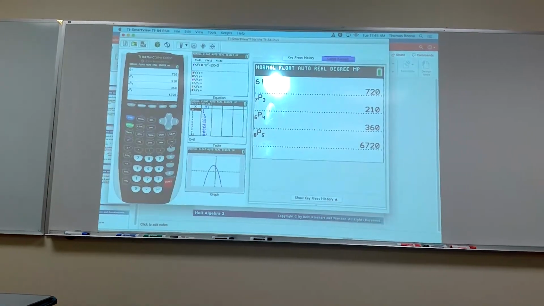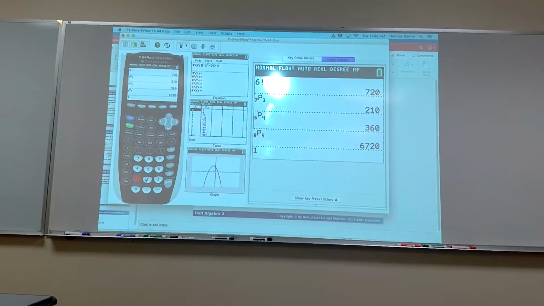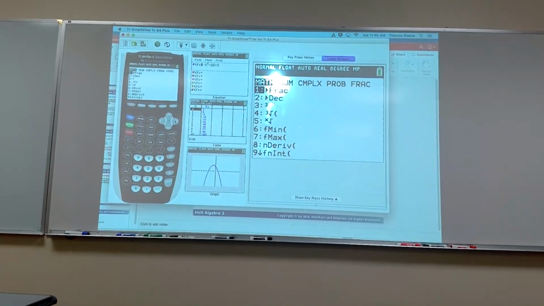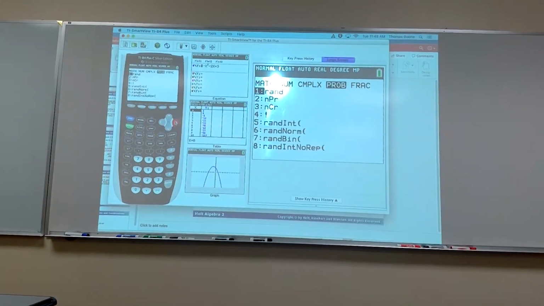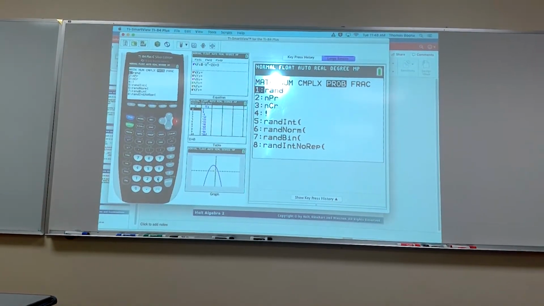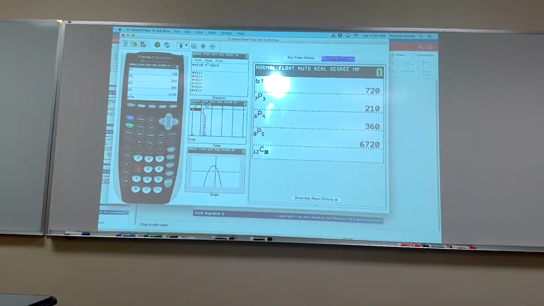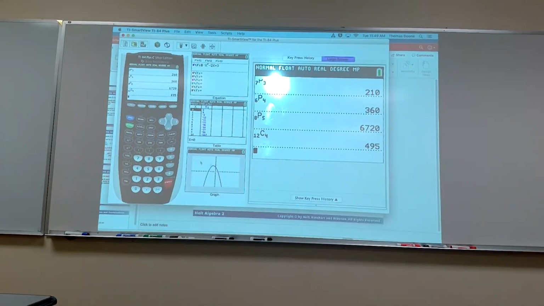So let's go back up here. Let's just type it in. We go 12. Hit math. And then what we're going to do is go over to probability. And this time we're going to go down to number 3 because we're going to choose, it's a combination. 12, choose 4. There we go, it's 495 is what we get.